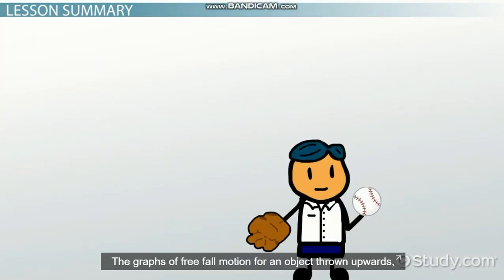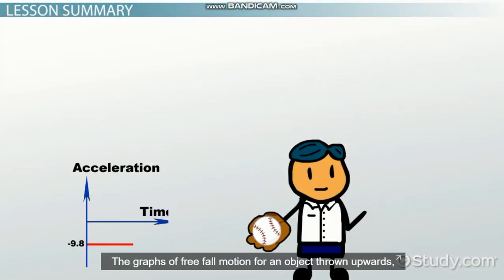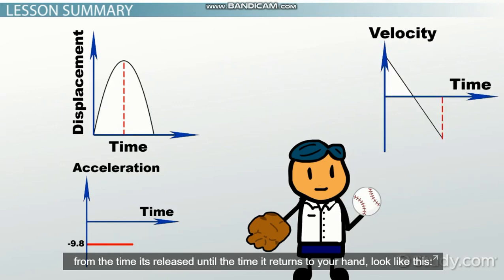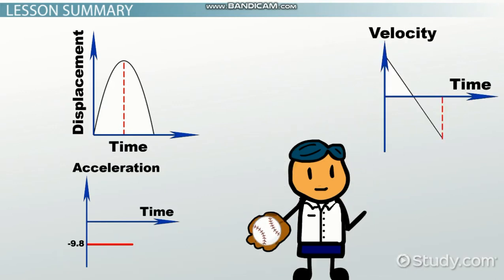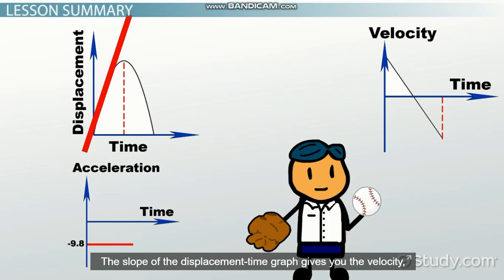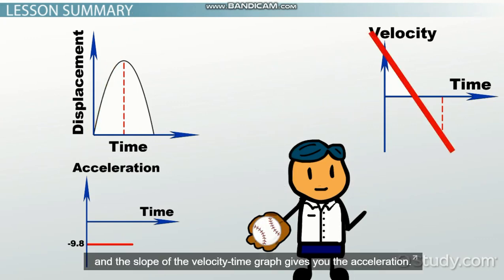The graphs of freefall motion for an object thrown upwards from the time it's released until the time it returns to your hand look like this. The slope of the displacement time graph gives you the velocity, and the slope of the velocity time graph gives you the acceleration.